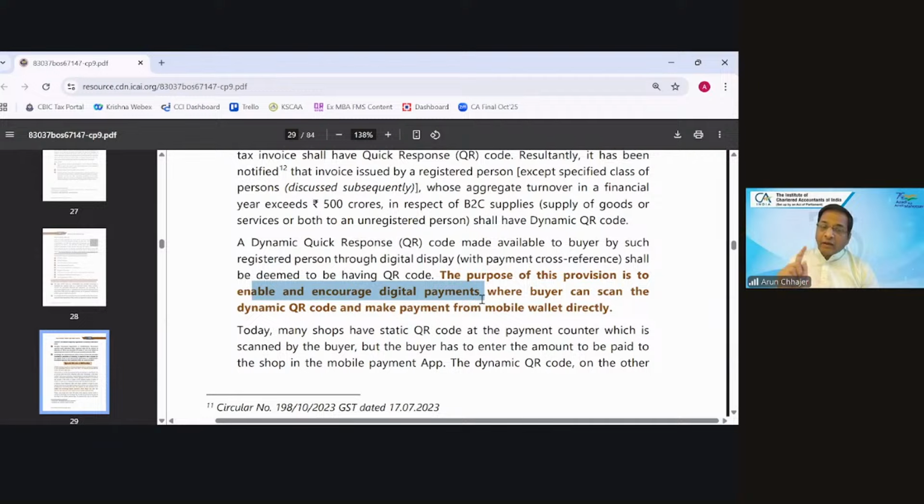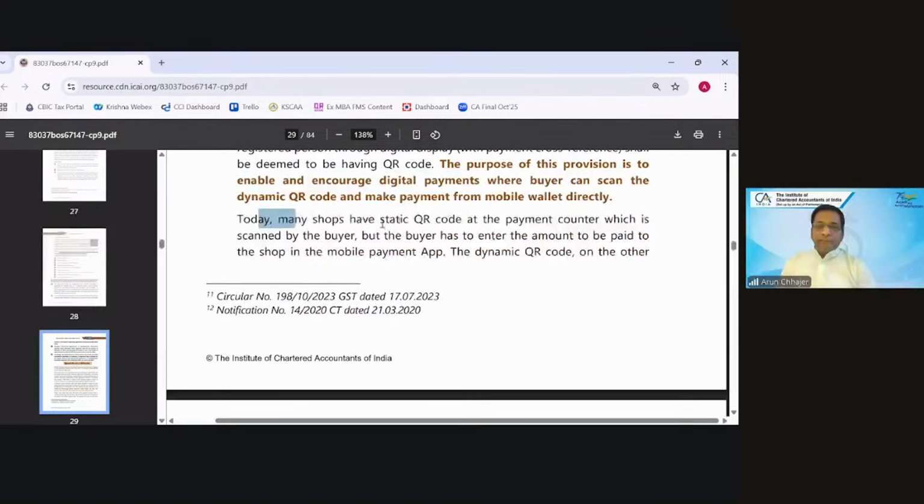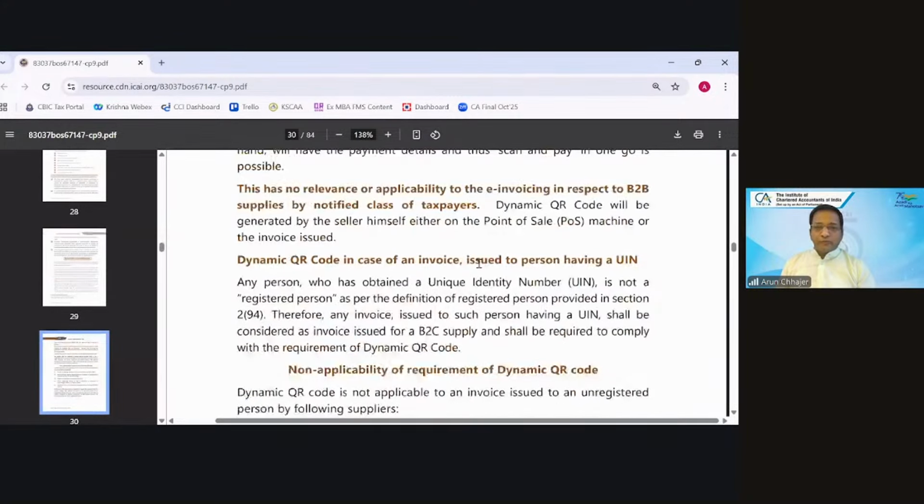It will take the amount exactly equal to the invoice value. Do you need to enter the amount? No, we are not required to enter the amount. It means the dynamic QR code is a customized QR code which is linked to the invoice. For each invoice, there would be a separate dynamic QR code. Today, many shops have the static QR code for payment, as I have explained to you.